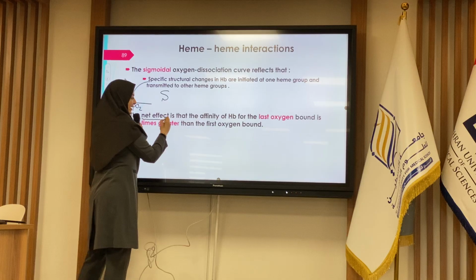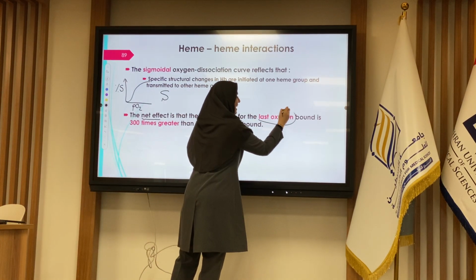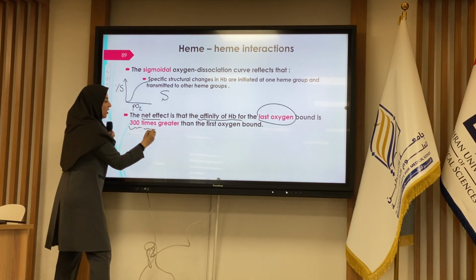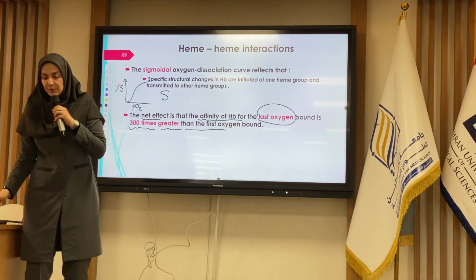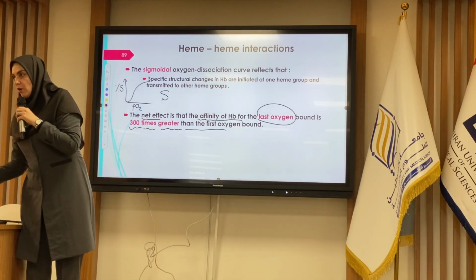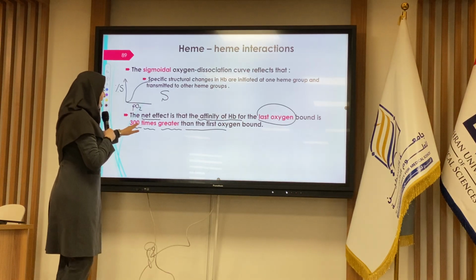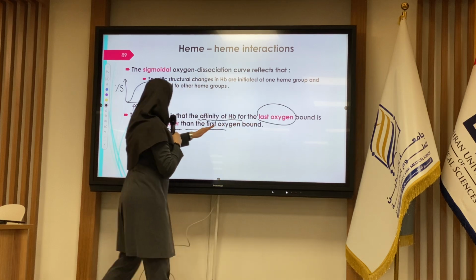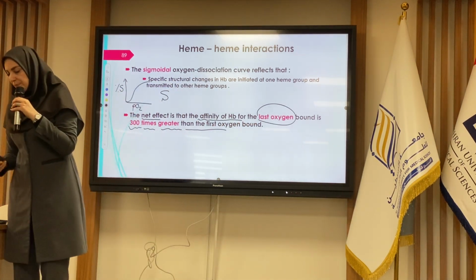The net effect is that the affinity of the hemoglobin for the last oxygen bound is 300 times greater than for the first oxygen. What does it mean? For example, after releasing all of your oxygen, okay, I want to explain the last line. The net effect is the affinity of the hemoglobin for the last oxygen bound is 300 times greater. What does it mean?